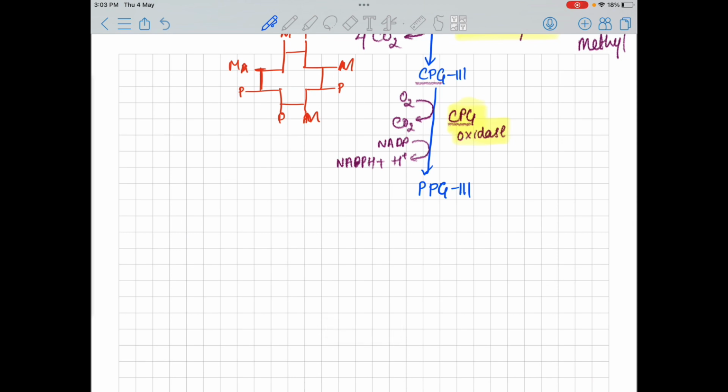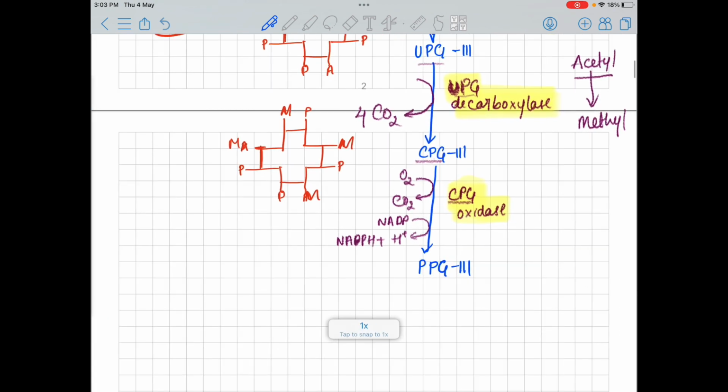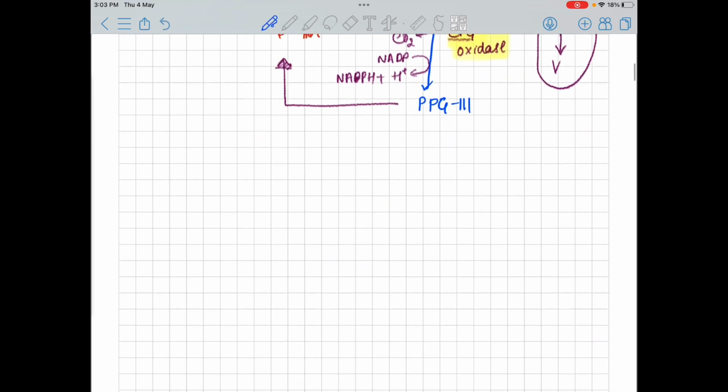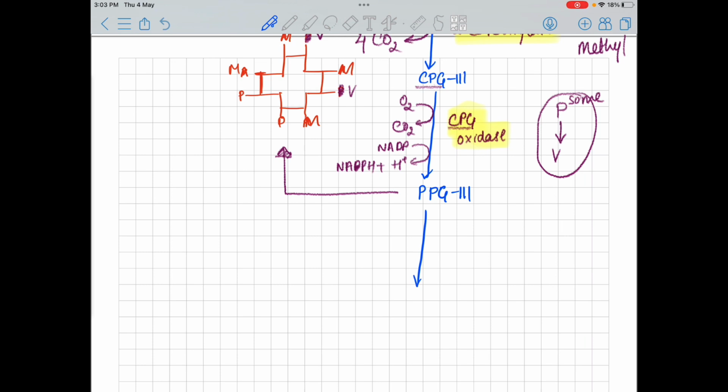Now this protoporphyrinogen 3 conversion basically is important because it converts some of the propionyl groups to vinyl groups. So this propionyl group and this propionyl group are converted to vinyl groups. Okay, that is nothing but PPG3. Structure of PPG3. After that, the PPG3 is acted upon by another enzyme, that is PPG oxidase. This enzyme is going to oxidize PPG to protoporphyrin.